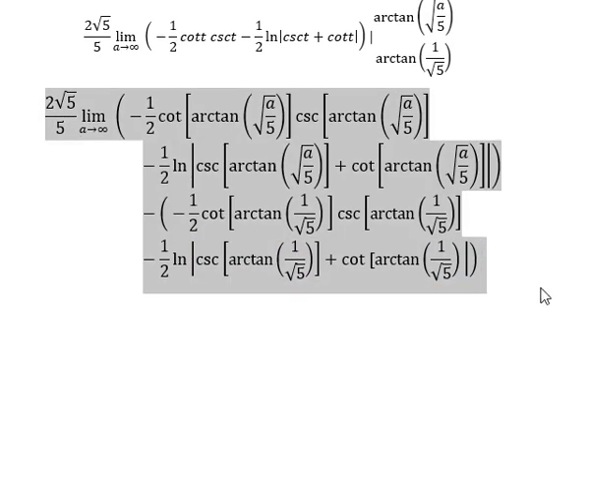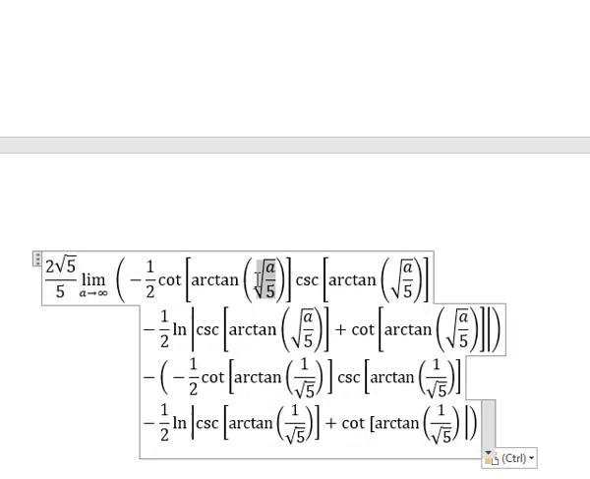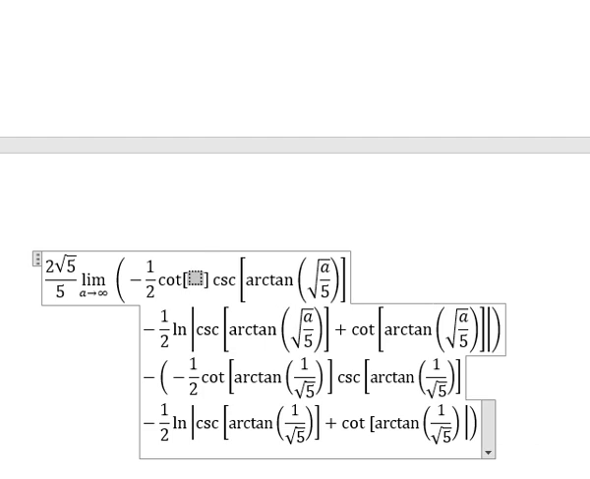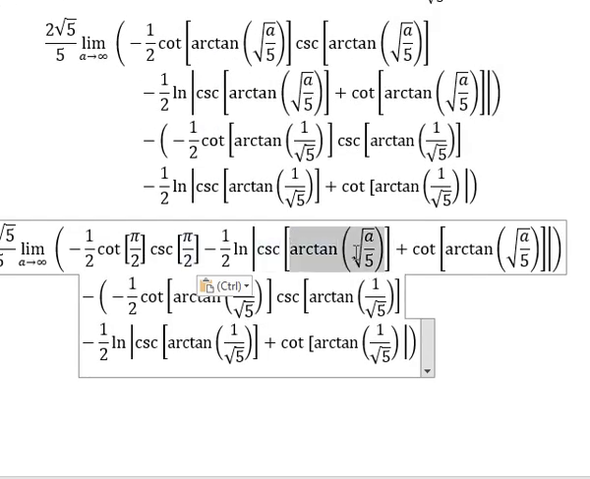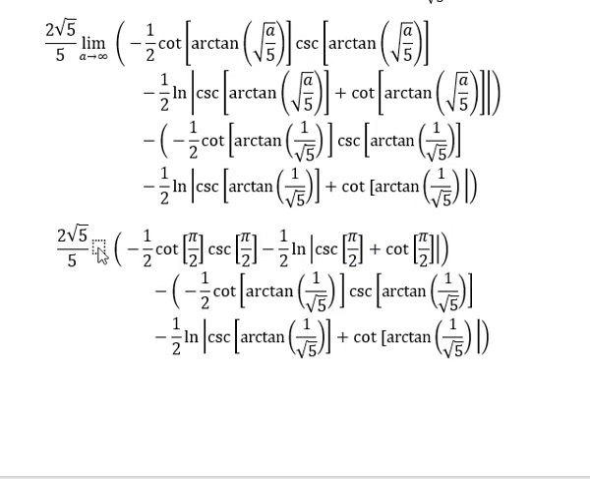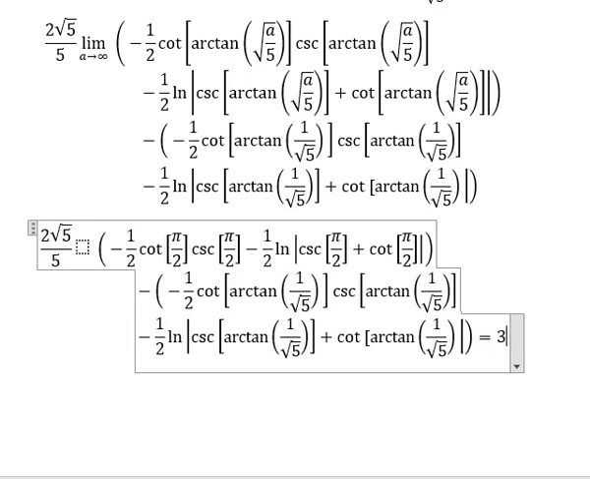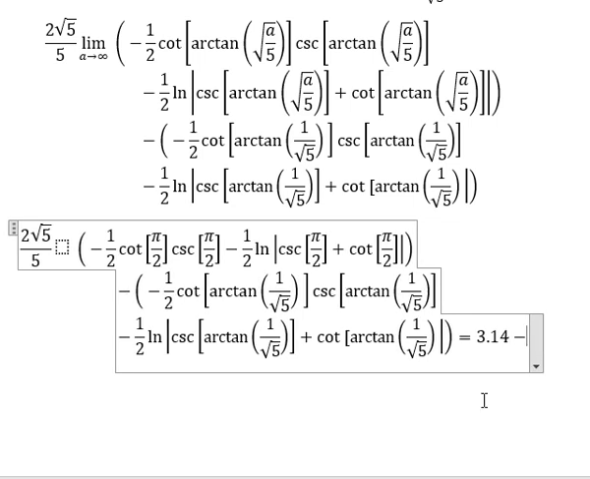Next, when x approaches positive infinity, this one goes to positive infinity. Arctan of positive infinity is pi over 2. Similar for this one, and this one, and this one. So we calculate this one and we have 3.14 because we just calculate the exact value. So this is about convergence.